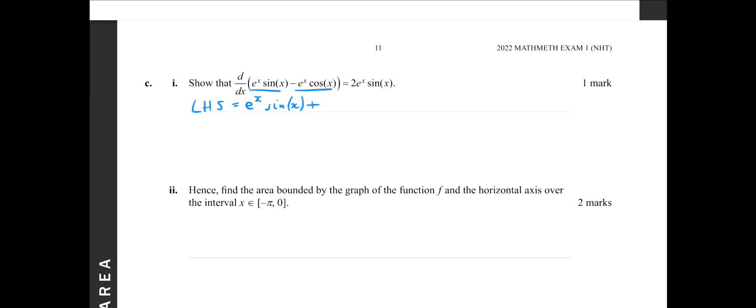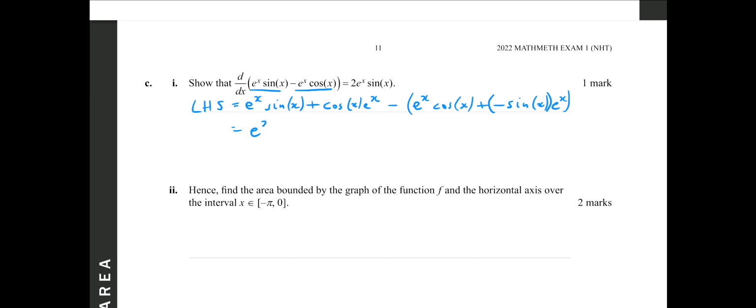plus differentiate the second, which is cos x, times the first, minus, now repeat the same thing for e to the x cos x, differentiate the first times the second, plus differentiate the second. Now the derivative of cos is negative sine, negative sine, times the first, which is e to the x. So I'll just put that negative sign in a bracket, like that. Right, now let's work this one out.